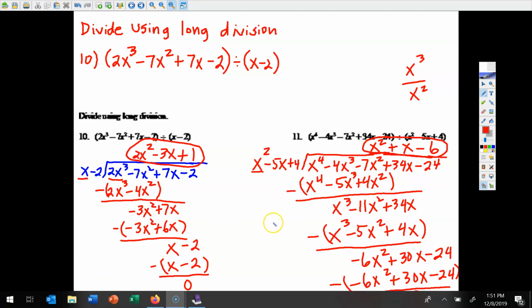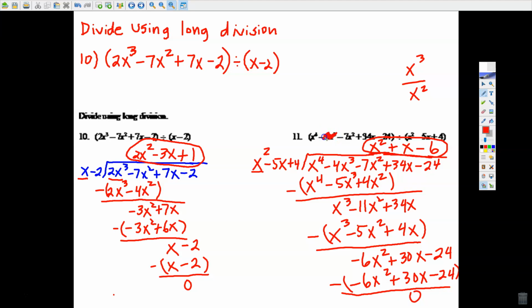So a couple of big takeaways on this. Again, be on the lookout. It didn't happen on this problem, but be on the lookout for terms where exponents are missing. You will have to put in a plus 0 and then whatever the missing exponent is. For example, if this term was not here, then I would be putting a plus 0x to the third in that spot. So that's always something that you need to be aware of.